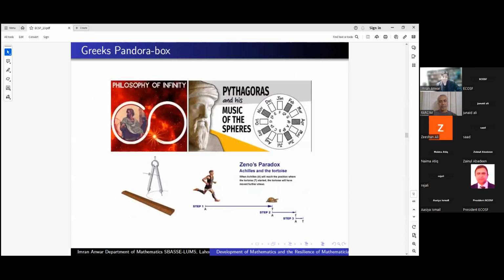So Greece's Pandora's box was quite large. There were many important persons. One of the most important persons was Zeno, and Zeno gave a statement which posed a real challenge for the understanding of time and space to many people at that time who were trying to understand continuity. And this is known as Zeno's paradox.